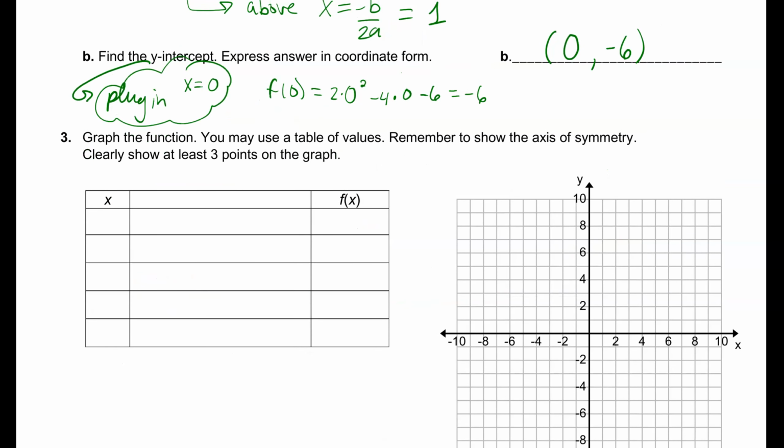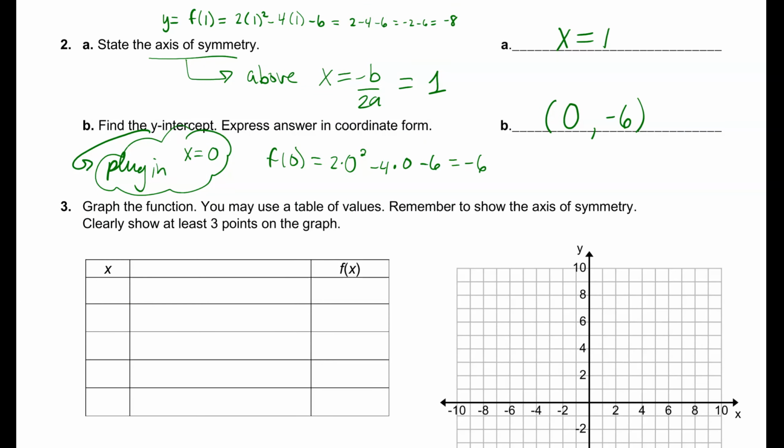So the next part. Graph the function, you may use a table of values. Okay, so look, I give you 5 spaces. We know our vertex, and our vertex always goes in the middle slot. Our vertex was 1 comma negative 8, so I'm going to put it here. And we also know negative 6 and 0.